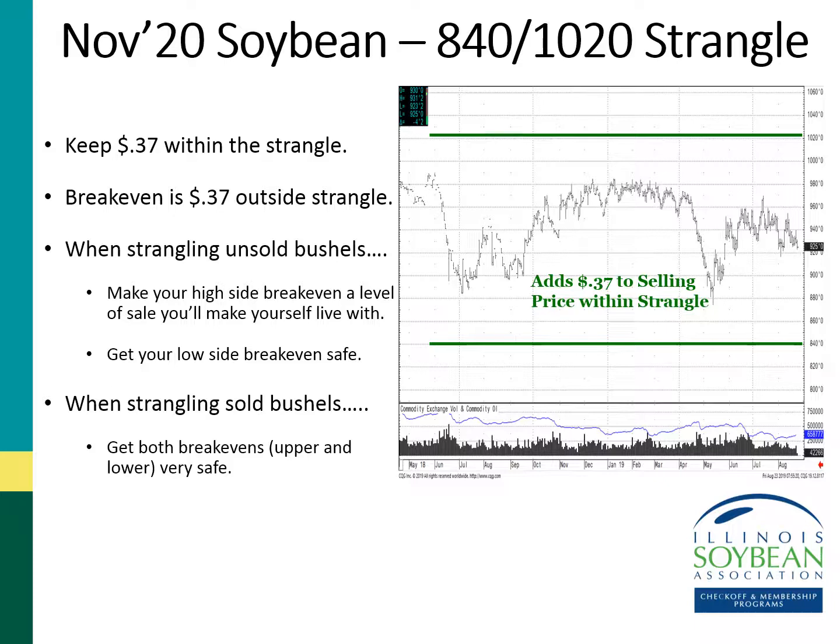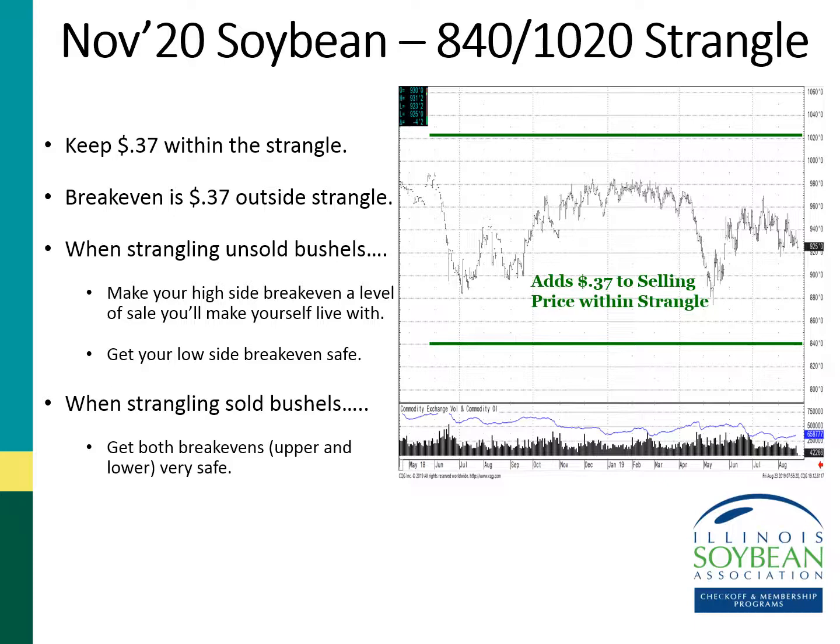One of the reasons why we set this boundary so wide, clearly much below and much above where this contract is traded. So what you'd like to do is make your high side break even a level of sale that you can make yourself live with. And clearly in this case, the most that we can get is 1057, but that's pretty darn good. Meaning an expiration at, pardon me, at 1020 would get you 1057, a pretty heady price.